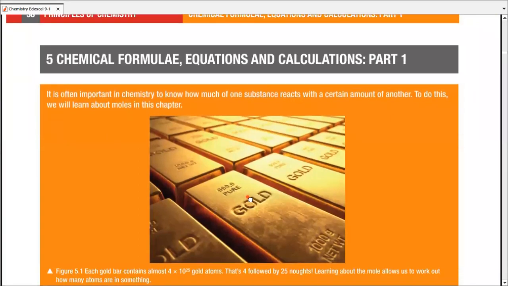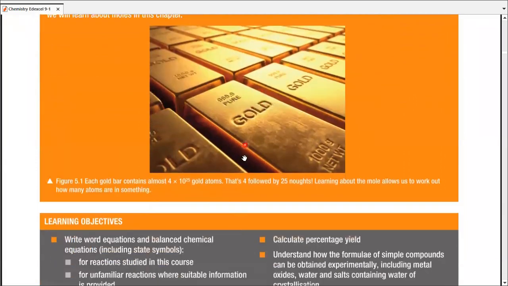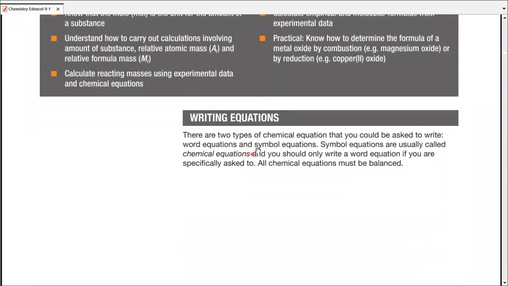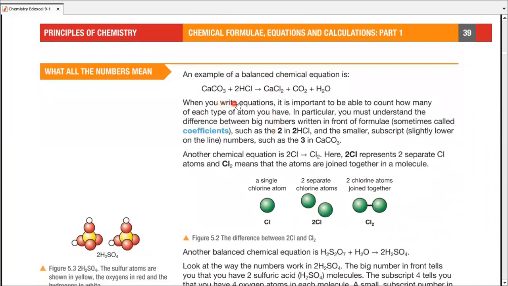So we started off with Unit 1, Chapter 5, Chemical Formula Equations and Calculations, Part 1. We started off with, first of all, types of equations. We understood that equations can be divided into word equations or symbol equations. We understood that word equations are simply the name of reactants written on the left of the arrow and the name of the product written on the right of the arrow.